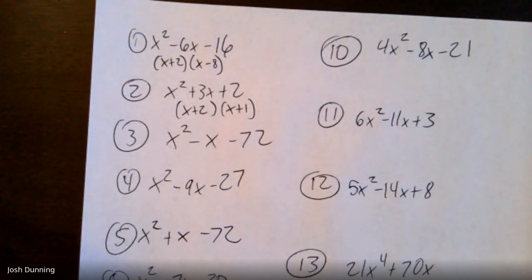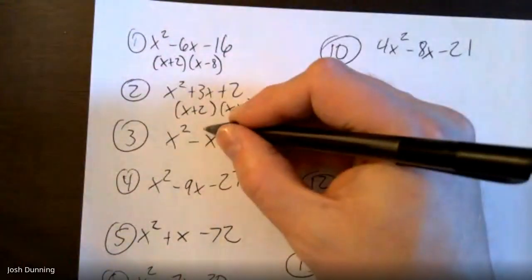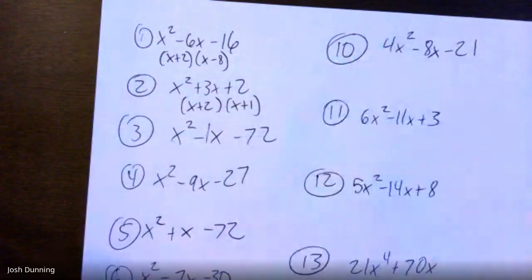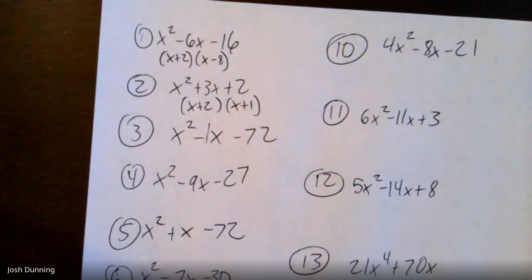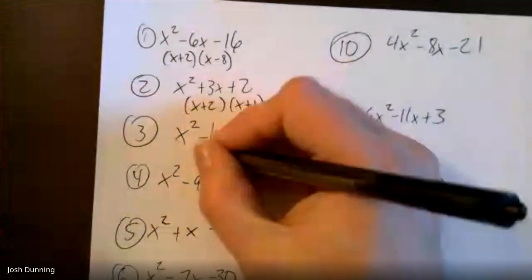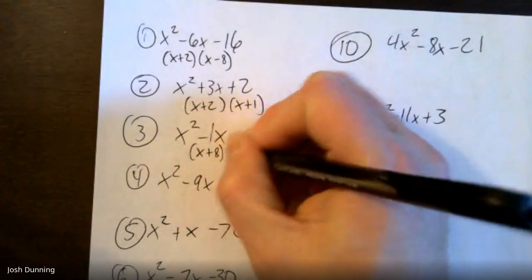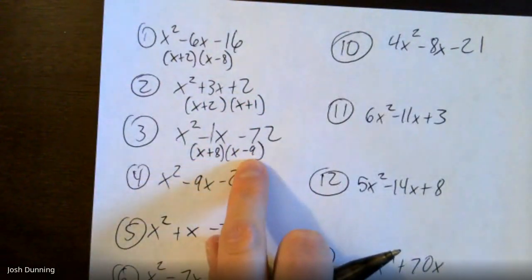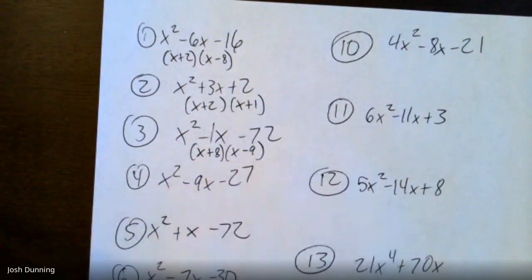Now, number 3, don't forget, even though there's not a number in the middle, it's like there's a 1 there. 8 times 9 is 72, and 8 minus 9 would give you that negative 1. So the 8 is positive, the 9 gets the minus.